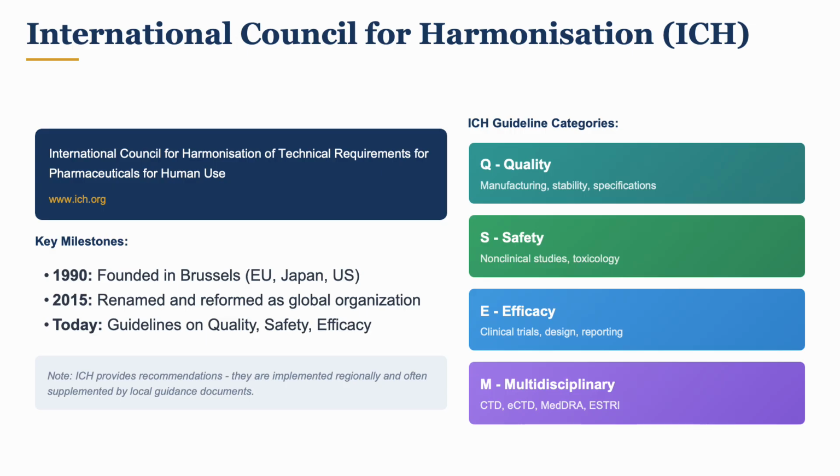An important point: ICH has no direct authority. Its guidelines are recommendations that must be implemented by each regulatory authority. This means there can be regional variations in how guidelines are applied, and local guidance documents often supplement ICH guidelines.